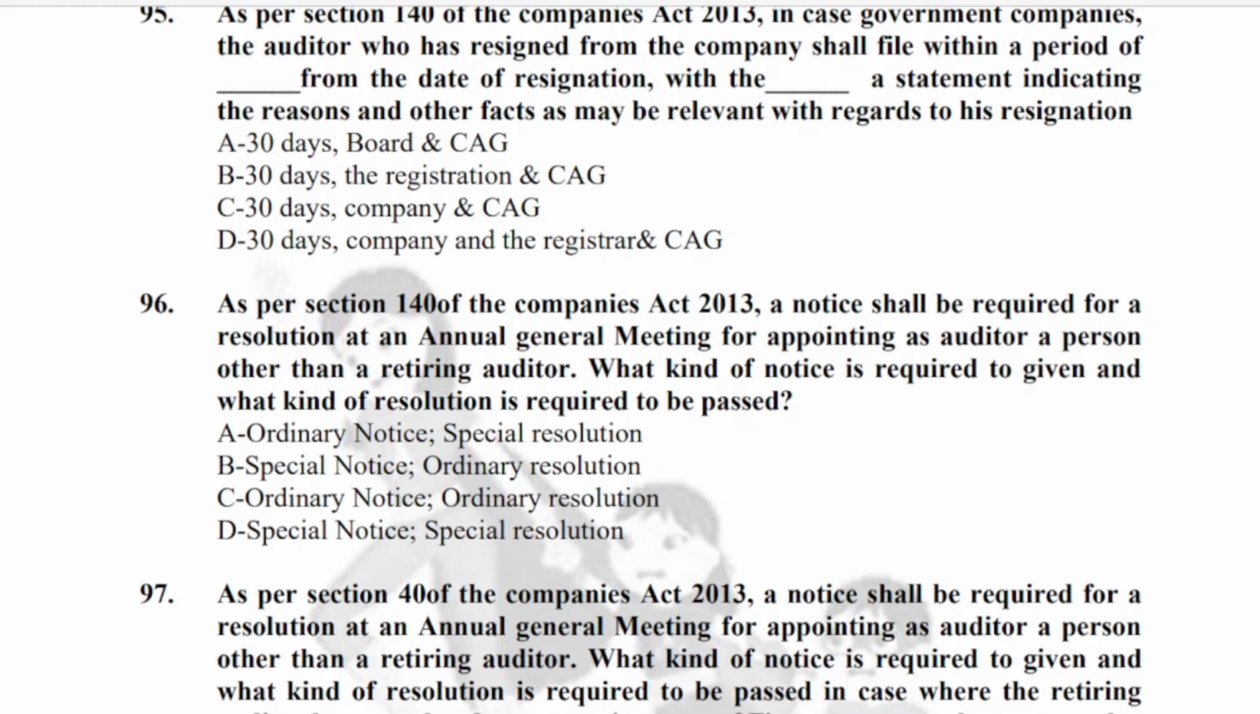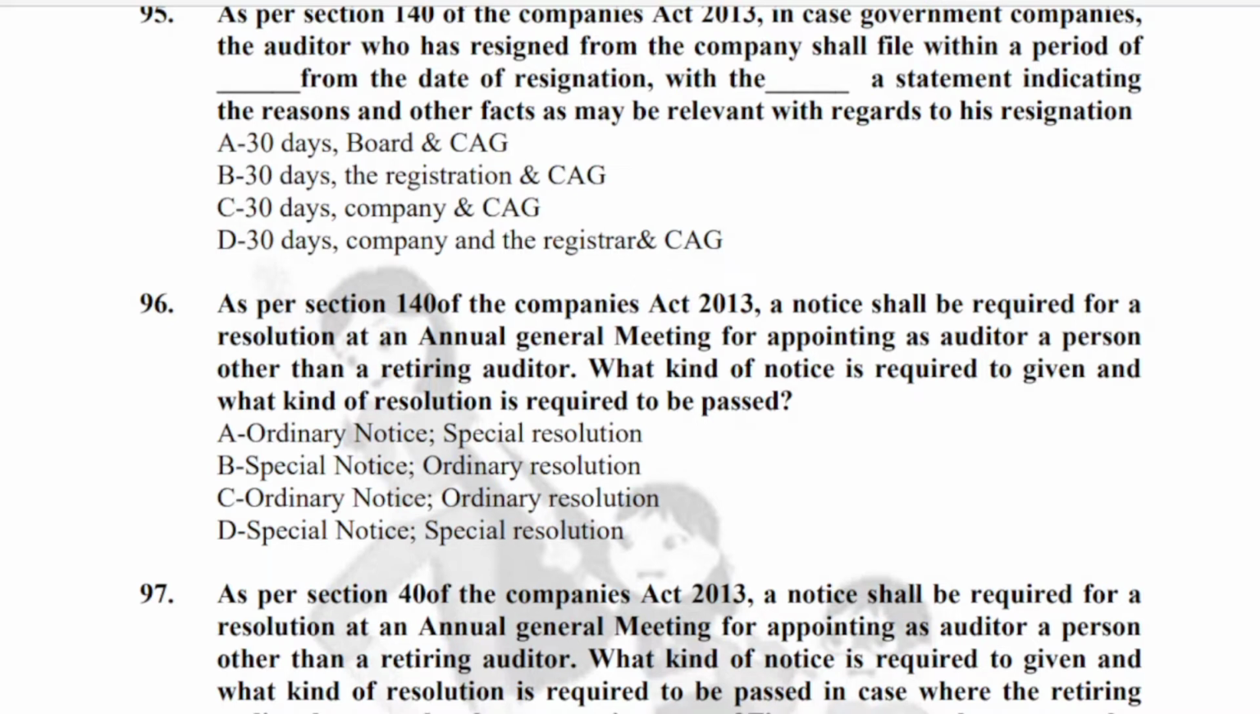Question 96. As per section 140 of the Companies Act 2013, a notice shall be required for a resolution at an annual general meeting for appointing as auditor a person other than the retiring auditor. What kind of notice is required to be given? What kind of resolution is required to be passed? Very interesting. As per section 140, a notice shall be required for a resolution at an annual general meeting for appointing an auditor, a person other than the retiring auditor. So here we want to appoint a person other than the retiring auditor.